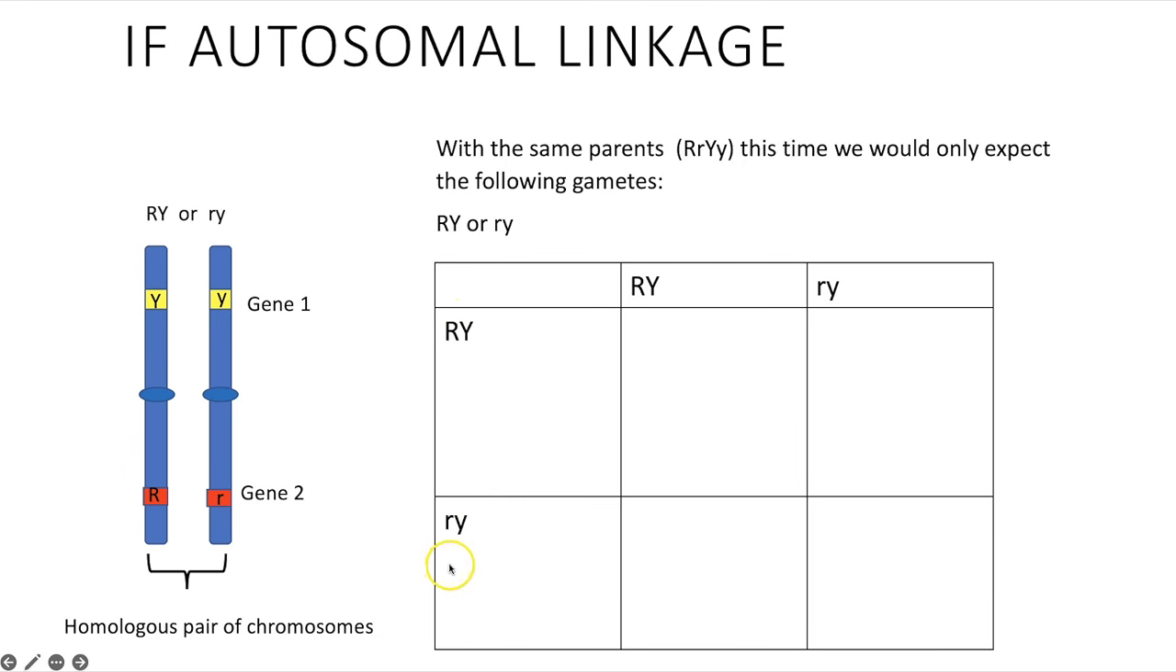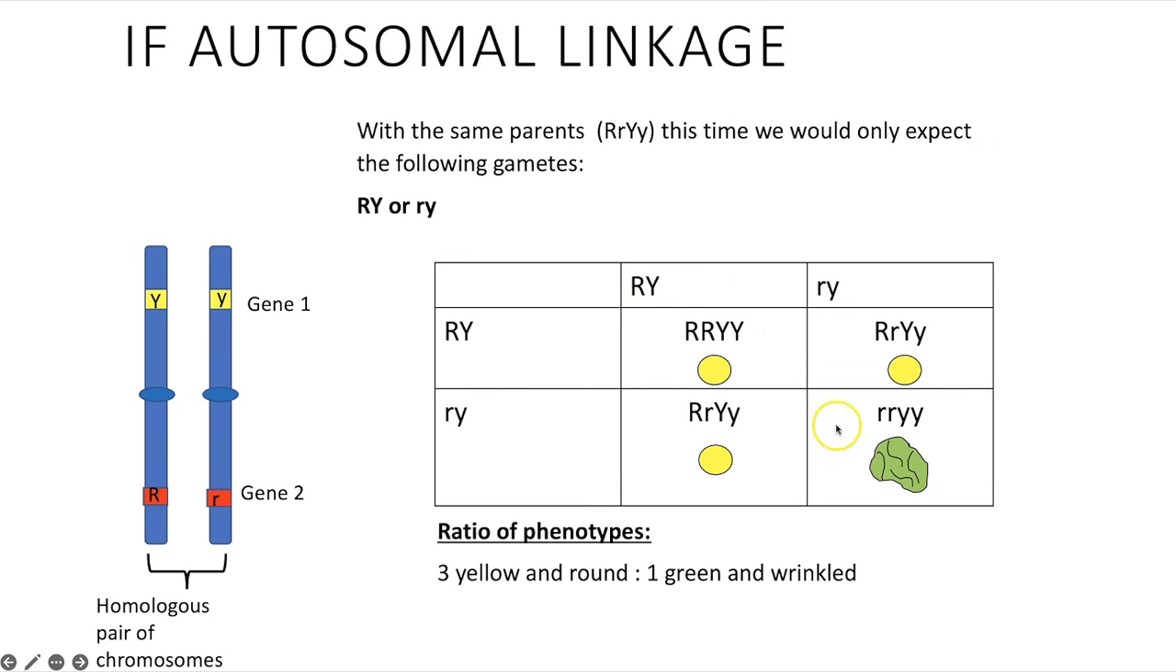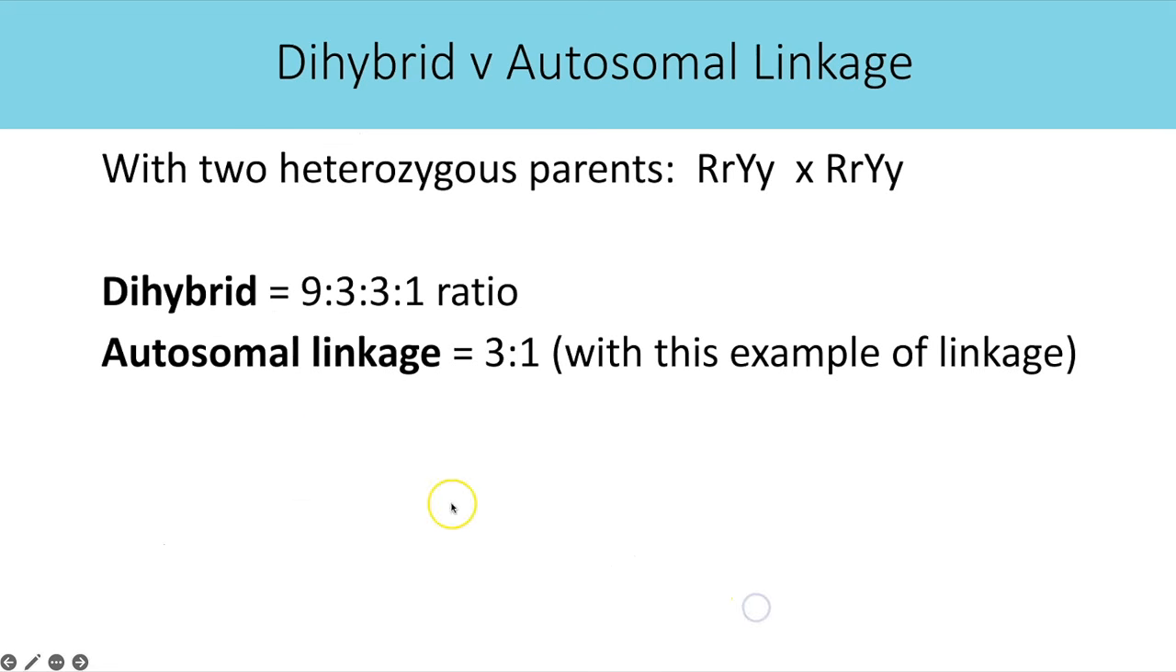And if we have two parents who are the same, reproducing with those two possible gametes, these are the four possible genotypes we get and the corresponding phenotypes. So our ratio is now 3 yellow and round to 1 green and wrinkled. So with two heterozygous parents, you would expect to get a 9:3:3:1 ratio, unless there's autosomal linkage, when you could get a different ratio.